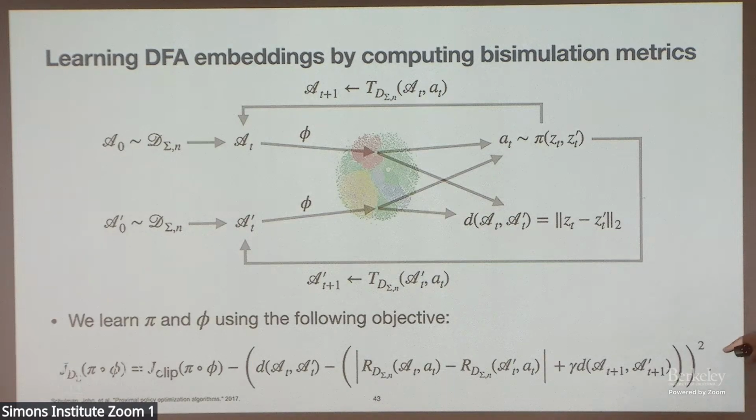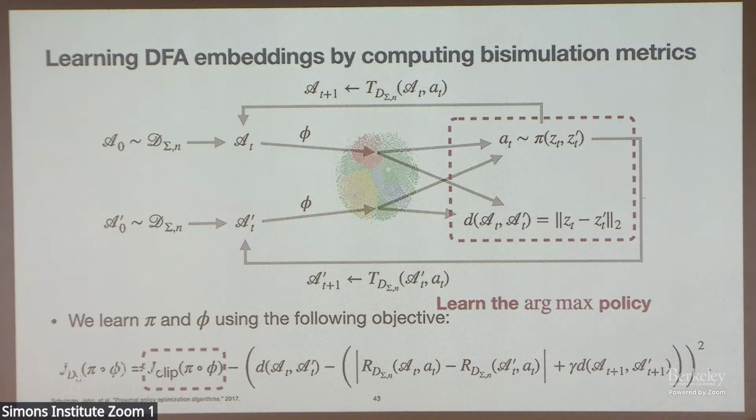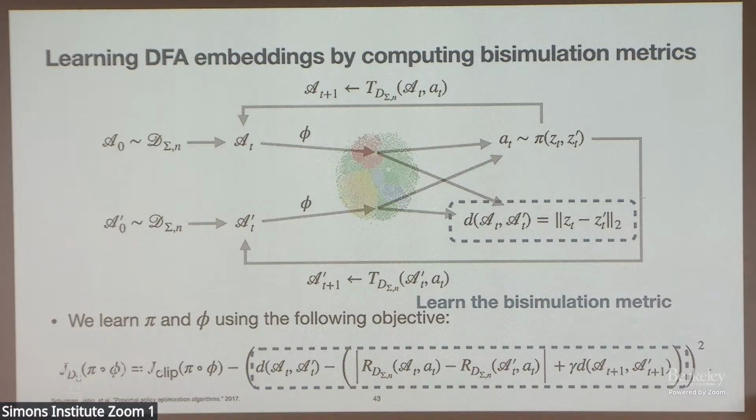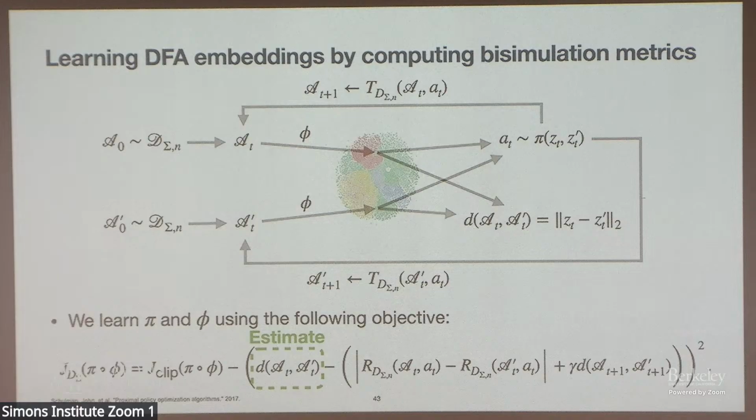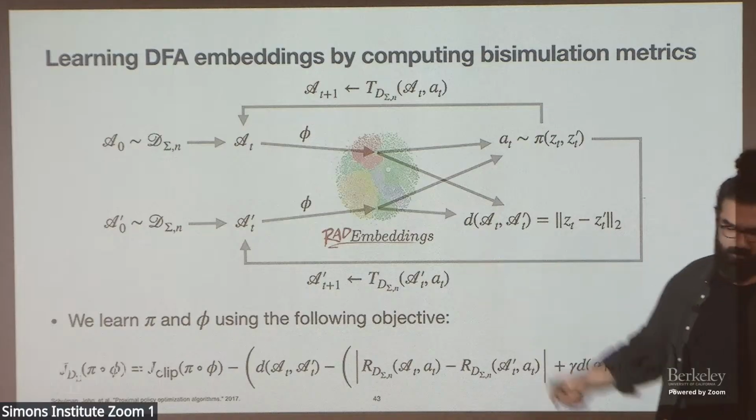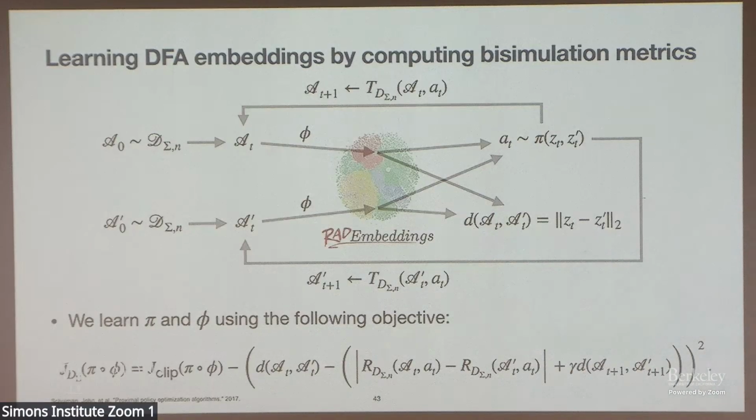And then the way we learn it is, this is our objective. The first one is the clip objective from PPO. The details are not important. It's not guaranteed to find the global optimum, but it usually does so. The clip objective is for the argmax policy. And then the value objective learns the bisimulation metric. Basically we have our usual estimate and our one-step look ahead that we're trying to learn. So once we do this, we will call our trained embeddings RAD embeddings, reach avoid derived RAD embeddings.